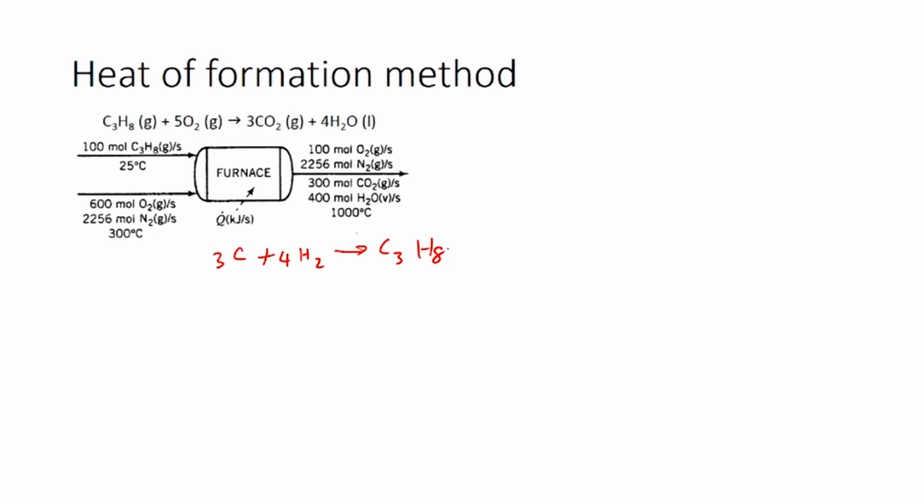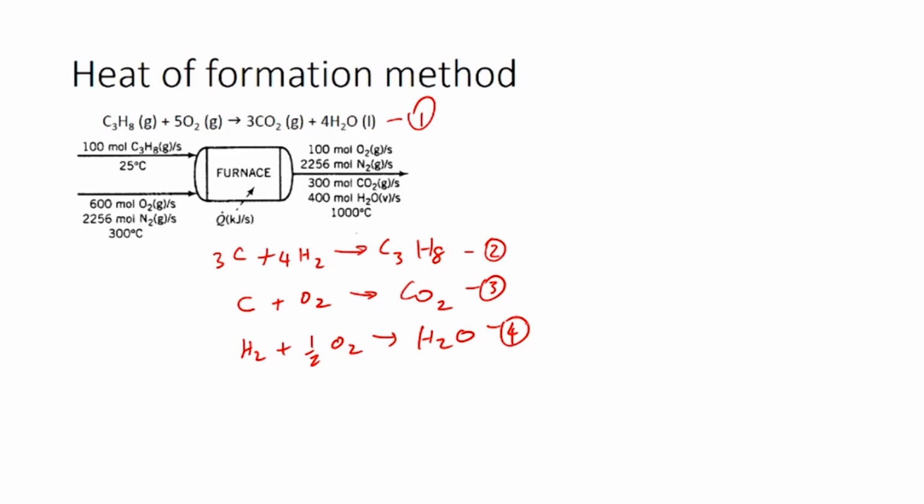So, for carbon dioxide, the formation reaction would be carbon plus oxygen gives carbon dioxide. Similarly, for water, the formation reaction would be hydrogen plus half oxygen gives water. So, these are the three equations. Using Hess's law, can we get this equation? Let us call this equation 1. Now, these equations we will just call equations 2, 3 and 4. So, using equations 2, 3 and 4, how would we get equation 1?